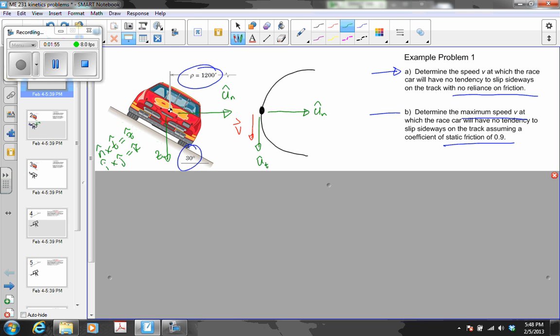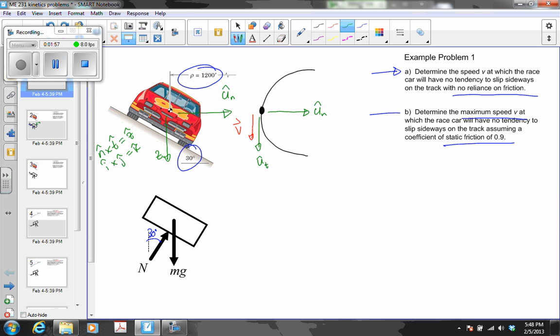So what does our free body diagram look like? Very simple free body diagram. I'll model the car just as a rectangle. So we have the normal force acting perpendicular to the track, and then the weight acting straight down. So again, my coordinate system: there's the normal direction, and there's the positive Z direction.